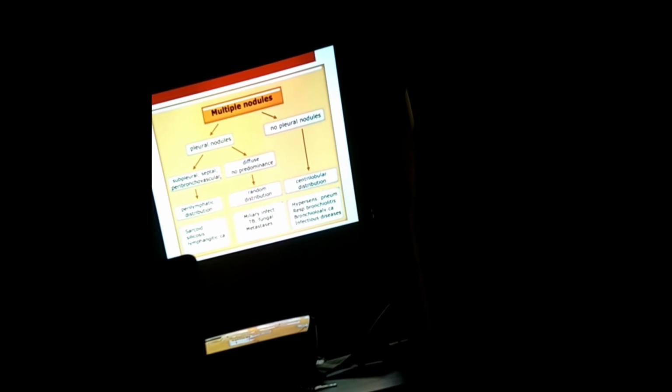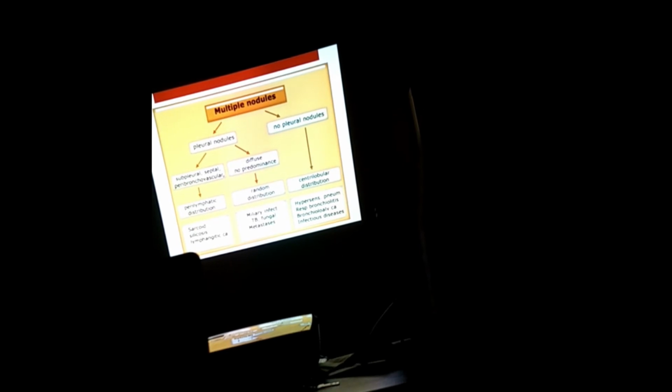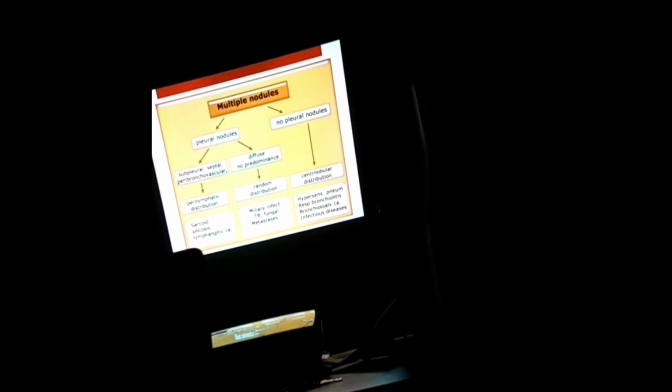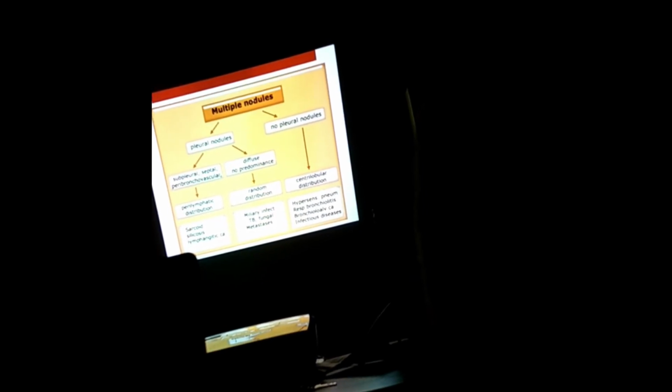Okay, this is the summary. When you see multiple nodules, you see whether there are some pleural nodules. If there are pleural nodules, whether they are subpleural or diffuse. If they are subpleural, it is a perilymphatic distribution, and the diagnoses are the ones we discussed. If there are pleural nodules and diffuse, with no predominance, randomly distributed, you think of TB, miliary infections. If there are multiple nodules but the pleura is spared, you think of centrilobular nodule distribution, because they are 5 to 10 mm away from the pleura. So these are centrilobular distribution.